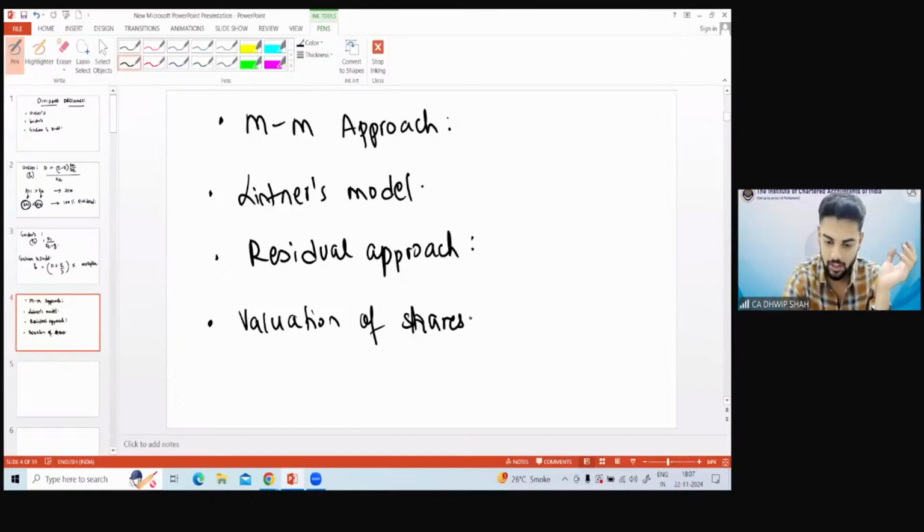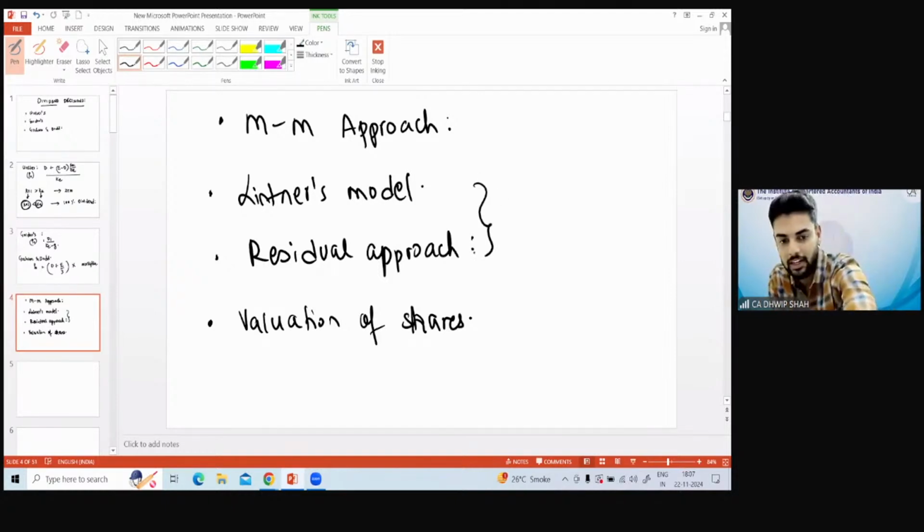Okay? So any doubts, any questions still here? Yes, Manvi, that is correct. Your formula is correct. Any queries? I have just quickly revised the previous session and gave you brief insights of what we would be learning in today's class. Okay. So now let's start with MM approach. See, before we start with MM approach, Lintner's model and residual approach are more of a practical approaches of dividend.